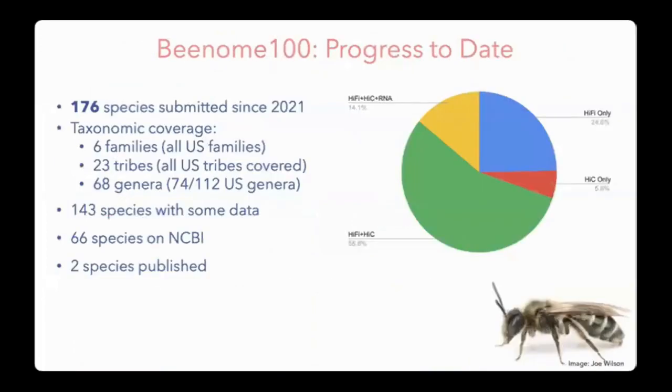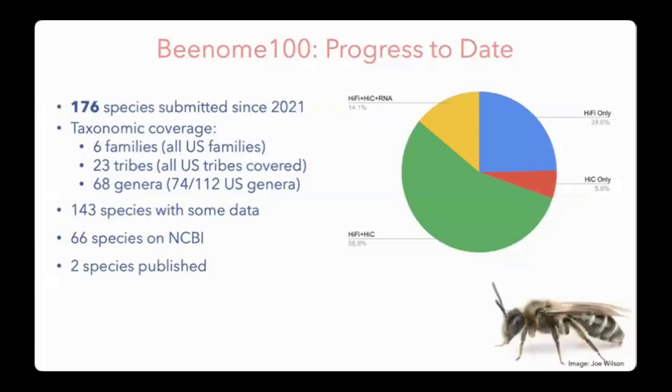So now switching to progress and results. So far, we have collected and submitted over 176 bee species for sequencing. Taxonomically, we have covered all US bee families, all tribes, and over 70 out of the 112 US bee genera. On the data processing front, we have some data for 143 of these species that we've collected.